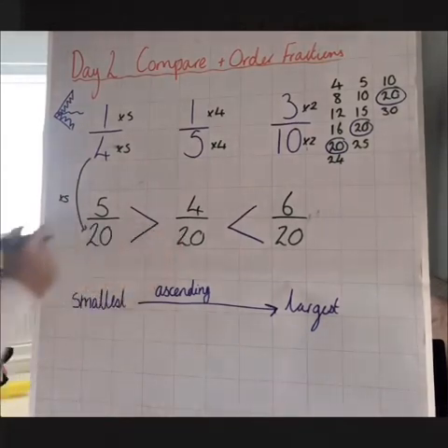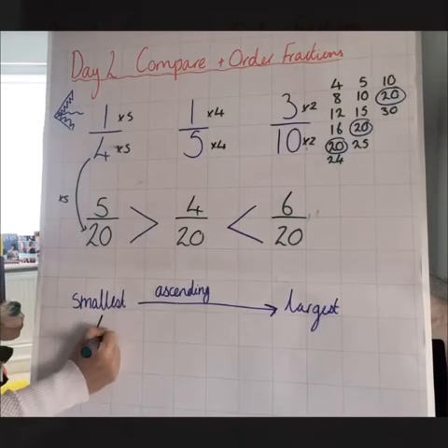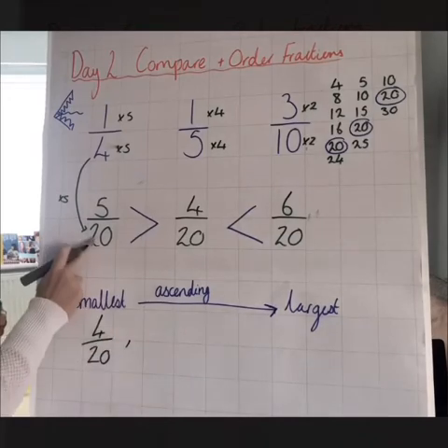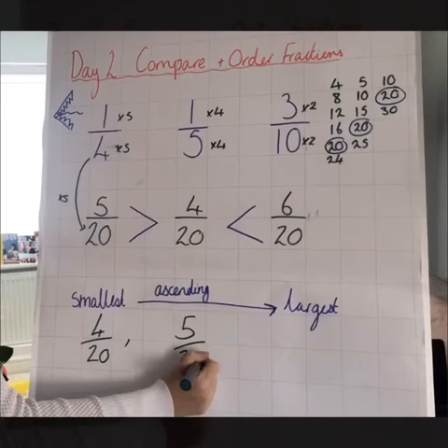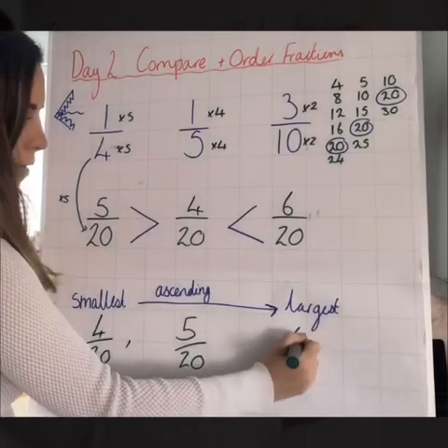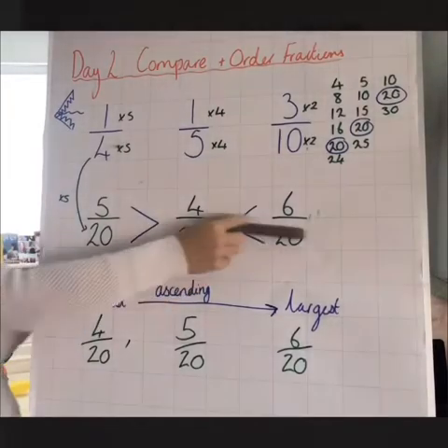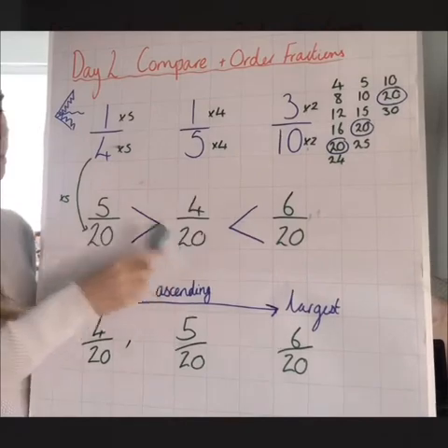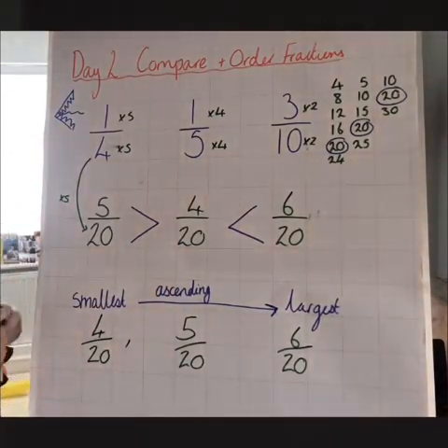So I can see that 4/20 is my smallest one. Then it's 5/20. And then 6/20 is the biggest one, okay? Remember, if you've got more than 3 fractions, if you've got 4 or 5 fractions that you need to order, cross out the ones that you've done as you go so you don't end up putting the same fraction twice, okay?